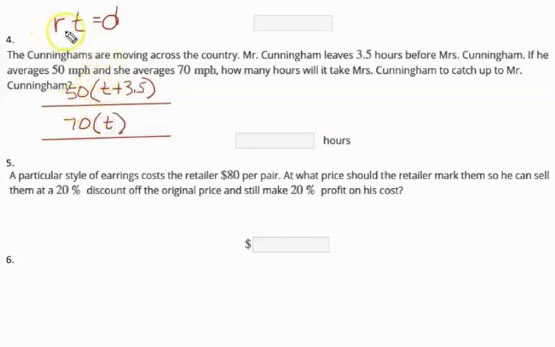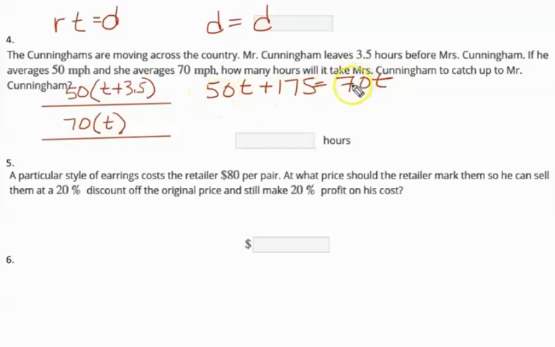Now, since rate times time equals distance, this is rate, this is time, this is rate, this is time. We actually have here distance equals distance. So this is our equation. 50t, I'm going to distribute, plus this is going to be 175 equals 70t.